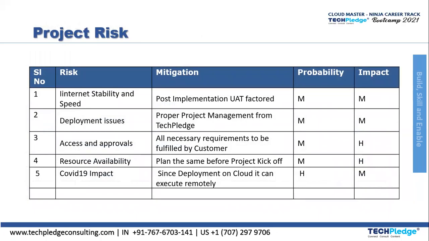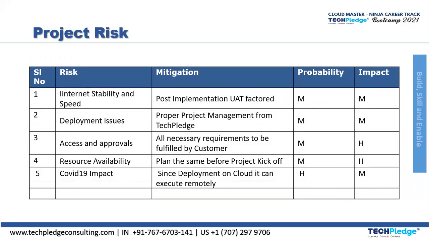Now, talking about project risk. So what is project risk? You can see there are n number of risks, and the risk comes with time. So if we have a risk now, maybe it is mitigated and it is over, but we may have a risk tomorrow too. So the first risk we have seen is internet stability and speed.